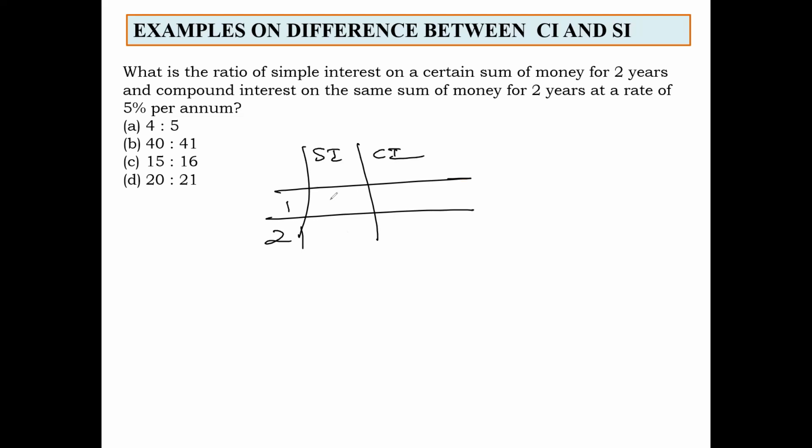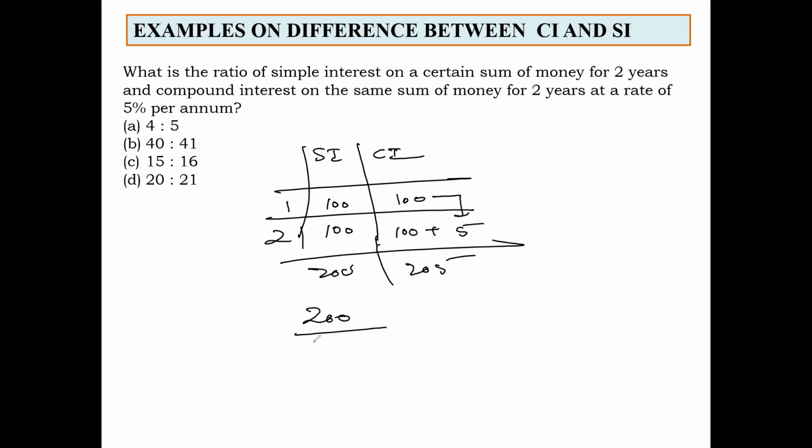A better approach here would be to assume the interest for the first year to be 100, simple interest. Second year, it will be the same. First year, compound interest will be the same. In the second year, compound interest will be 100 plus 5% of this, which is 5. Hence, the ratio simply becomes 200 upon 205, divided by 5, which becomes 40.